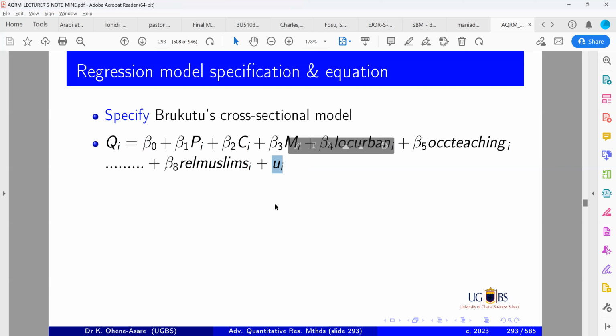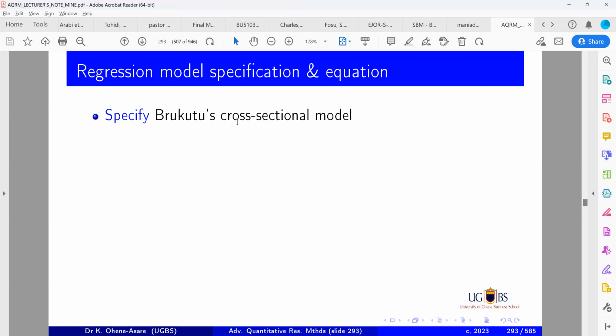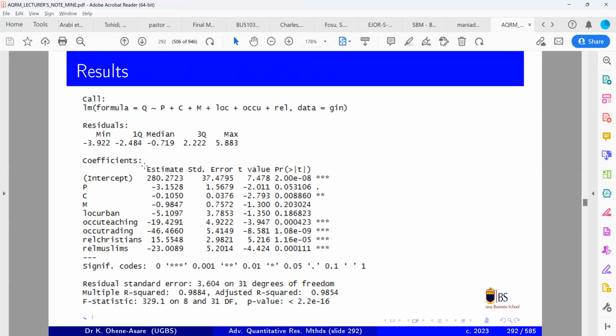All right. After you specify the model, you can now write the estimated regression equation. The estimated regression equation simply means replacing the beta parameters with their actual numbers in the table. So all of the beta parameters will have to be replaced with the numbers. How do you get the numbers? Go up to the model, everything under the estimate, make up the numbers. Some are negative, some are positive, so you take that into consideration when you are writing the numbers.